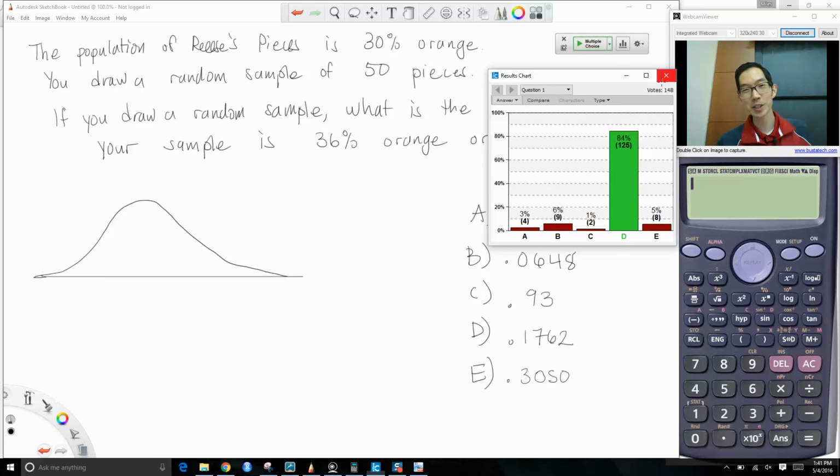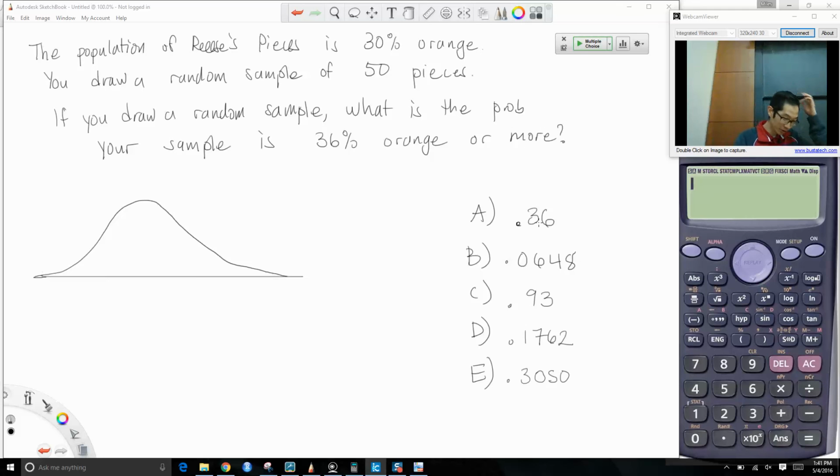That is the correct answer. Okay, let's go through this. Many of you got the correct answer. Maybe some of you aren't sure why you got that correct answer. So the idea here again is we've got a sampling distribution, right? We want to know what is the probability that your sample has a proportion p hat equal to 0.36 or higher.